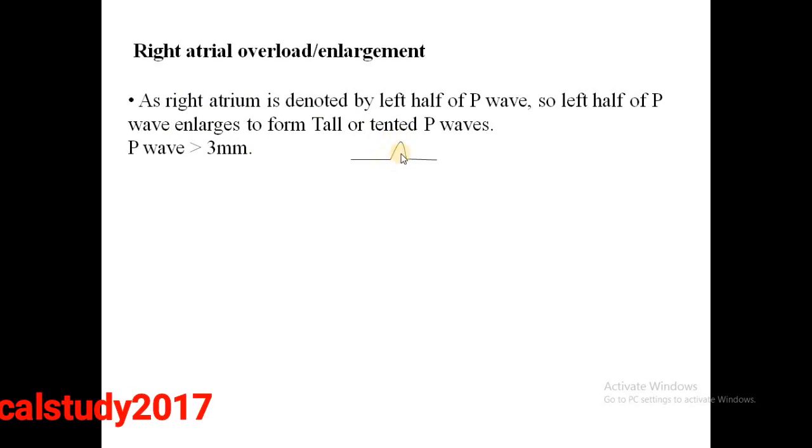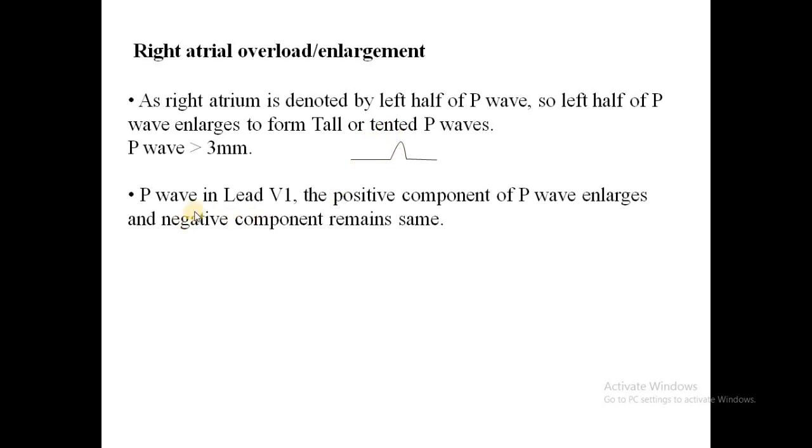The left half of the P wave has enlarged because of the enlargement of the right atrium, and the P wave has become tented or taller. It is somewhere more than or equal to 3 small squares upright. So this is the way we see right atrial enlargement, by seeing the morphology of the P wave. In lead V1, where it is biphasic, the upper half of the P wave, which represents the right atrium, will become taller and the negative component will remain the same. So it will be something like that.